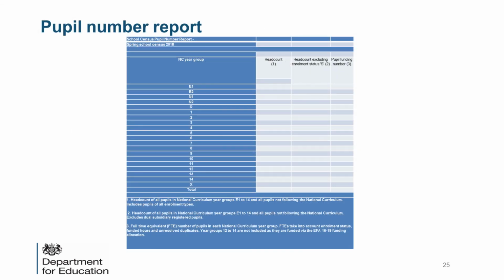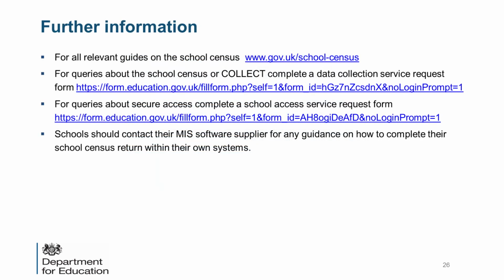To assist schools in quality assuring the pupil numbers held on their return, a report is available from the Reports section in Collect. The Pupil Number Report will provide a head count of your pupils by National Curriculum Year Group, a head count of your pupils minus subsidiary registrations, and the number of pupils that will be used in the dedicated schools grant calculation. This slide provides links which you may require before and during the live collection.